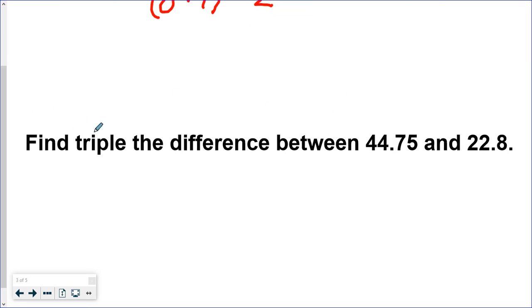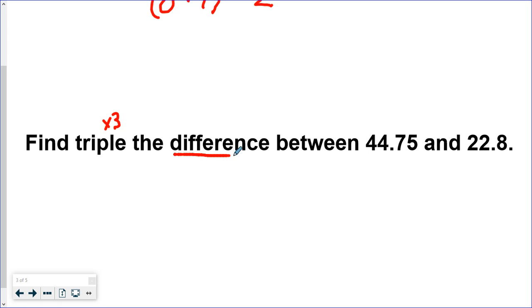It says find triple the difference between 44.75 and 22.8. Find triple. Maybe some of you know what the word double means. The word double means you're basically multiplying by 2. So whenever you hear the word triple, find triple, that's a fancy way of writing multiplying that by 3. We want to find 3 times the value. Now, do I know what I'm multiplying 3 by yet? No, because I have to find the difference between these two numbers.